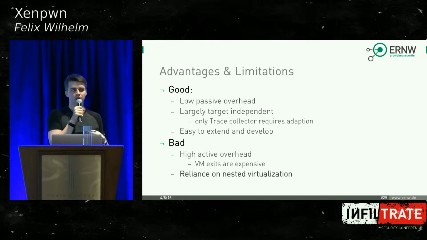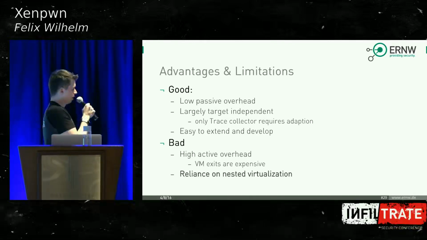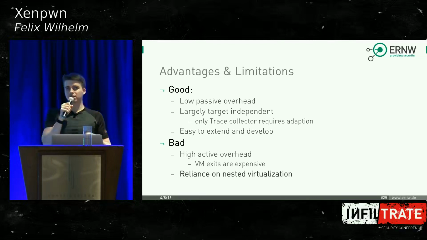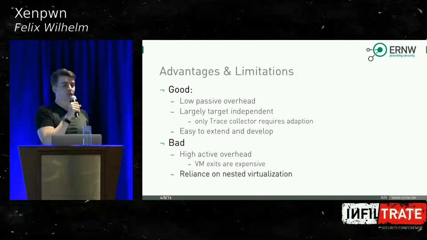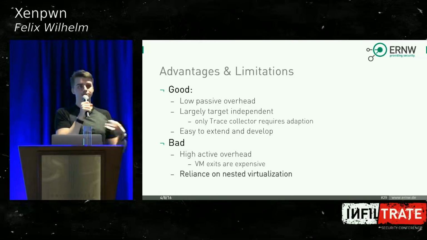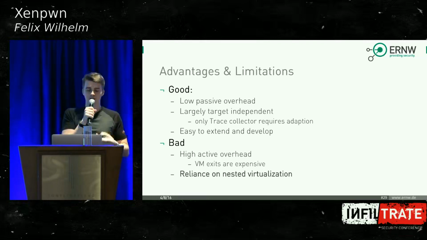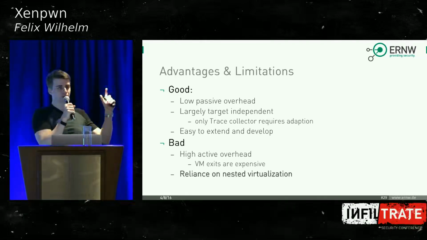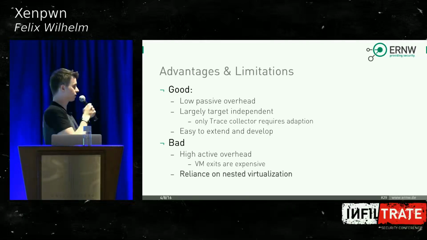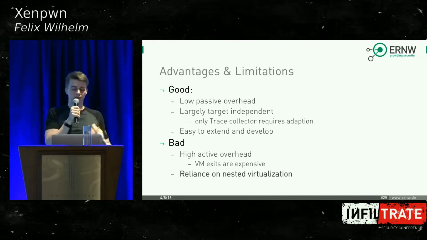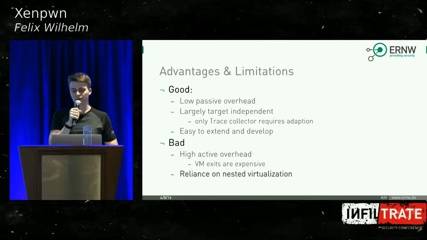Two main problems are the high active overhead. When the shared memory page is actually used, for every memory access, we will trigger a VM exit. VM exits are expensive, so if you have a lot of data pushed through the shared memory pages, the performance starts to get kind of slow. So it's useful if you only want to trace accesses to some memory pages, but it won't be useful if you want to analyze the whole system, every memory access performed by the whole system.